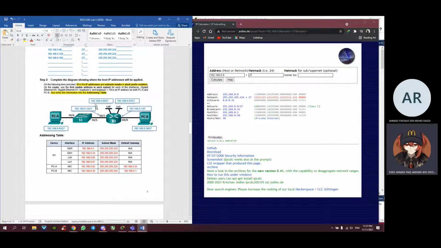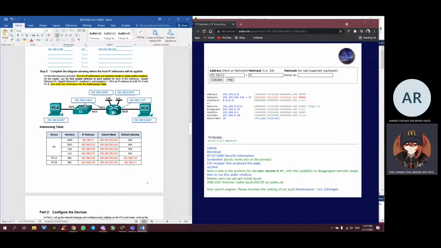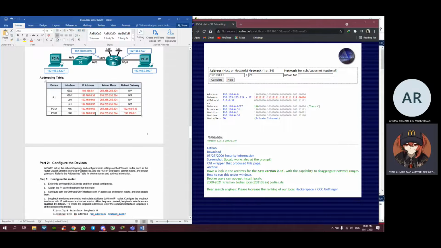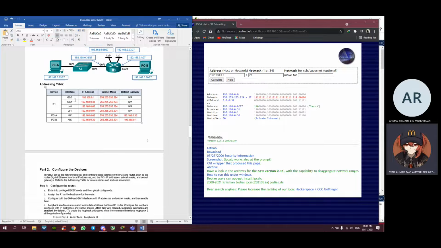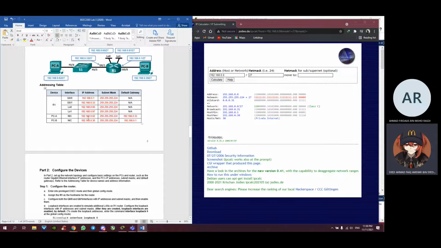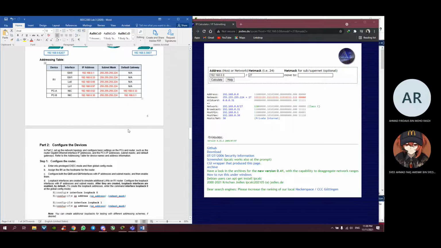And then for step 2, we need to fill in the IP address and subnet mask in the addressing table. So we can choose a suitable IP address and subnet mask for this network. And then here are the IP address, the subnet mask and the default gateway.